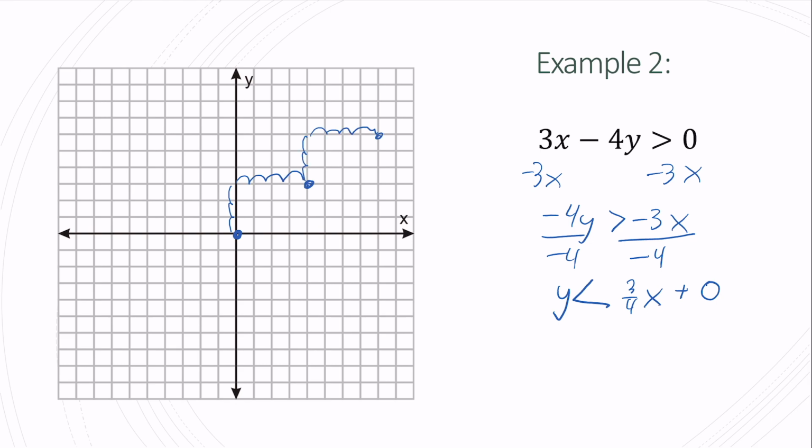Over 4, right? This is y is less than. So because it's less than, the points on the line are not part of my solution. I'm going to connect this with a dashed line.